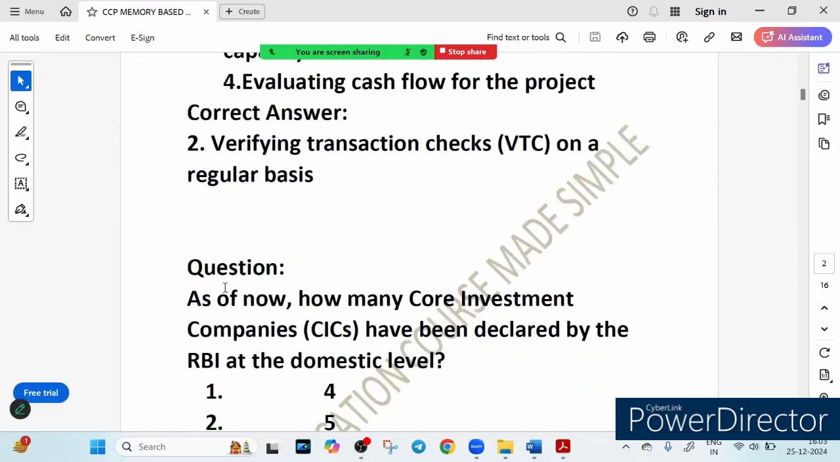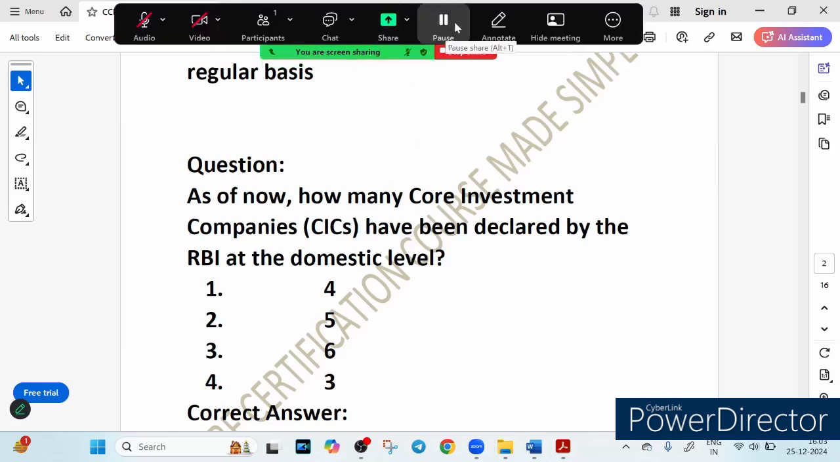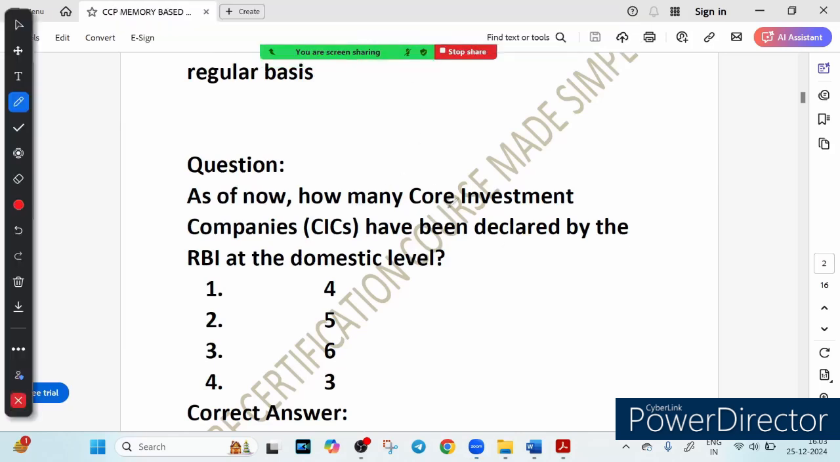As on now, how many CIC, credit investment company, this is not the correct full form, I think it is credit information company, right? CIC means credit information company. So let me correct it. How many credit information companies have been declared by RBI at the domestic level? At the domestic level and at the international level, there are different types of CICs. You have been asked to find how many CICs are there at the domestic level.